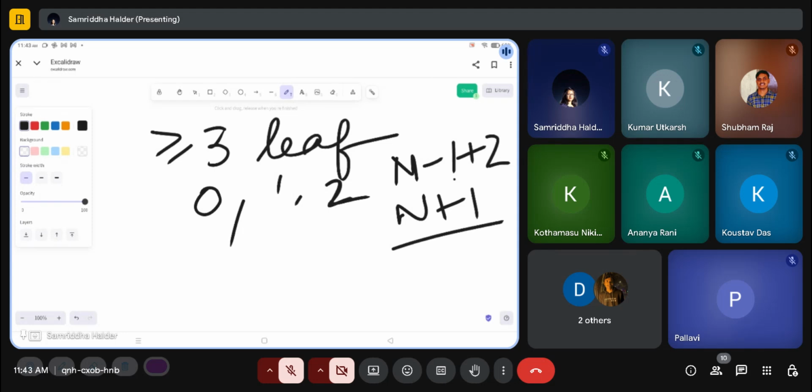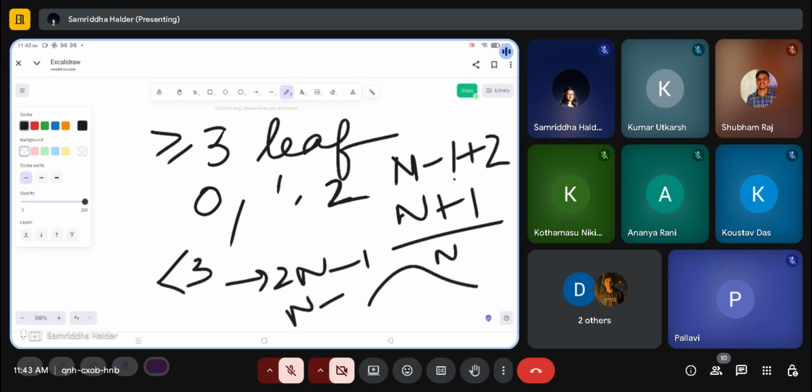And if we have less than this, that is, less than 3 leaf nodes, then it will be 2n minus 1. Now why so? Because there will be one path which will have n as the max, right? And we already have n minus 1, because n minus 1 paths will have 1 as the max, and only one path has n as the max. So 2n minus 1 will be the value. Are you getting it, or is there any doubt? You can ask.